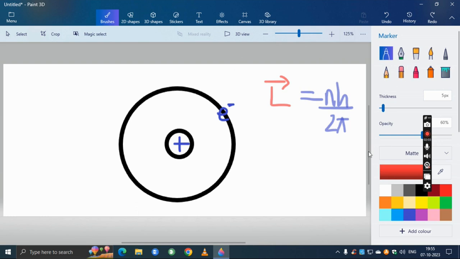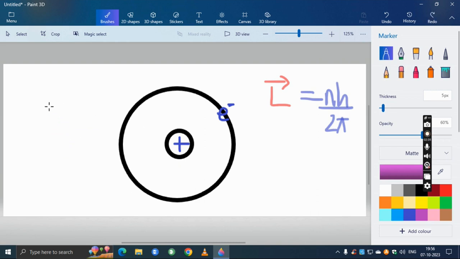This is known as the angular momentum quantization postulate, which says that the angular momentum of an electron in any orbit should be an integral multiple of h by 2 pi. So if I ask you, 3h by 2 pi, is there any orbit with angular momentum 3h by 2 pi? Yes, n equals 3, that's the orbit.